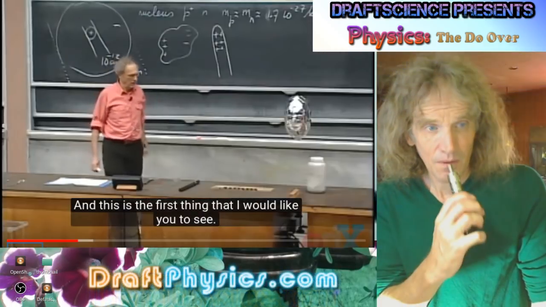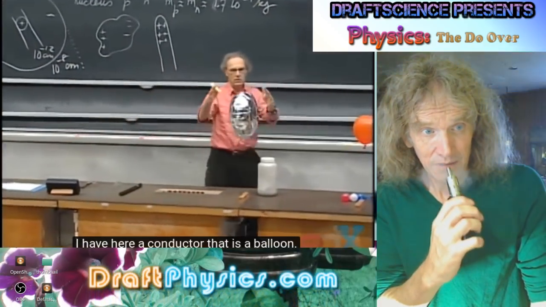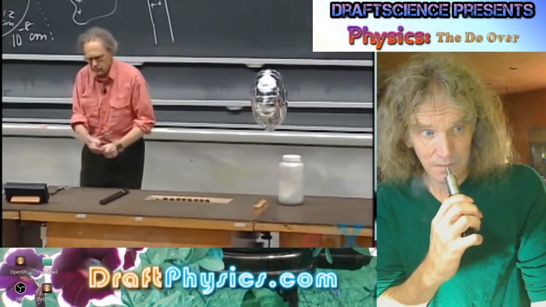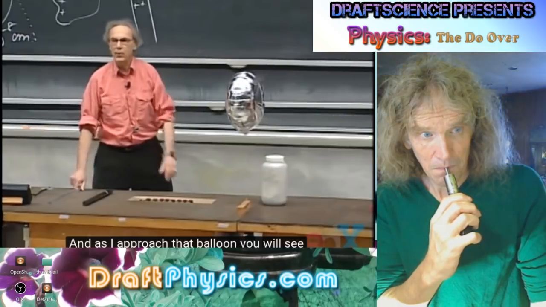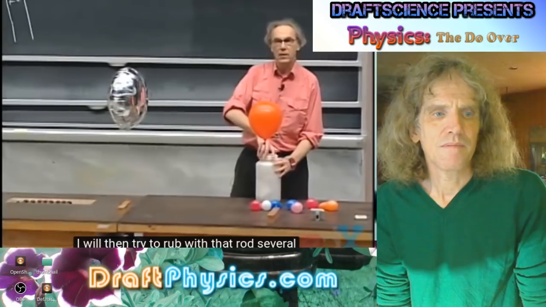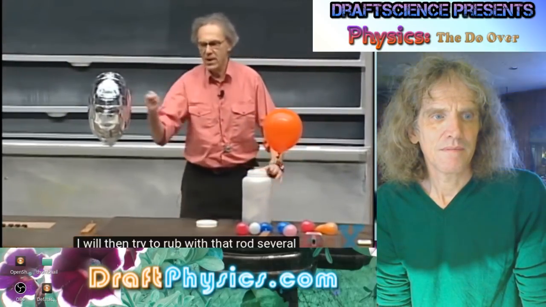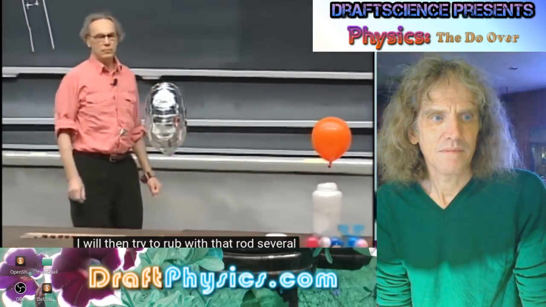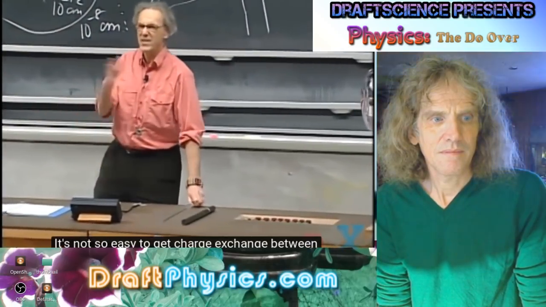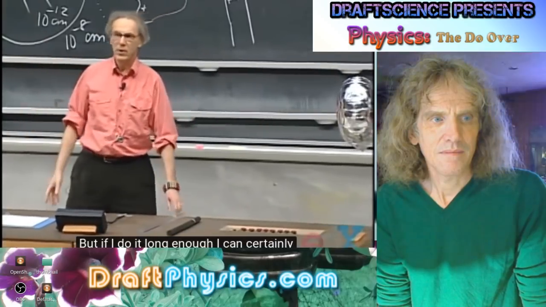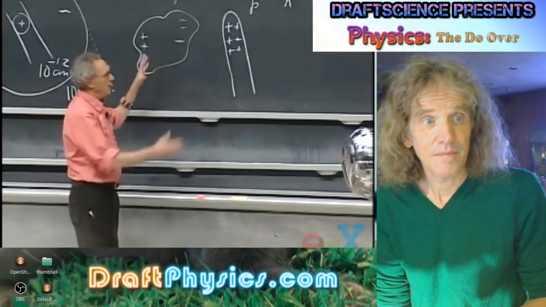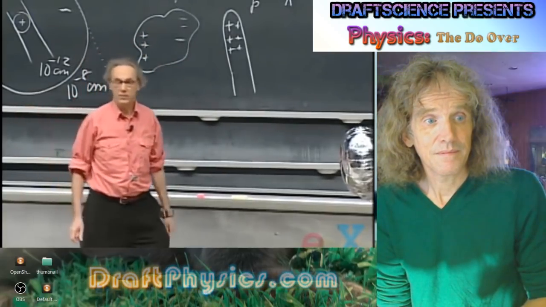And this is the first thing that I would like you to see. I have here a conductor, it's a balloon, a helium-filled balloon, and I will rub this rod with silk, and as I approach that balloon, you will see that the balloon comes to the rod. I will then try to rub with that rod several times on that balloon. It will take a while, perhaps, because the rod itself is a very good non-conductor. It's not so easy to get charge exchange between the two, but if I do it long enough, I can certainly make that balloon positive, then they're both positive, and then they will repel each other.